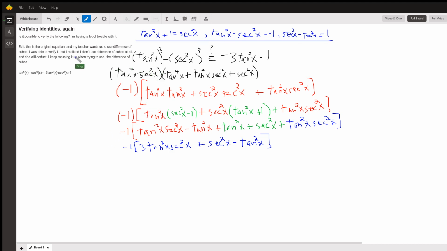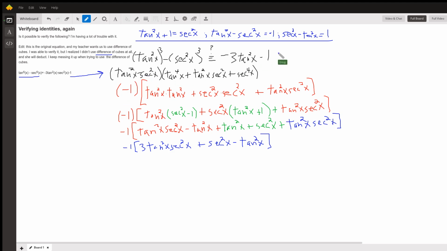I wrote the left side of this as a difference of cubes, and that was the direction to use a difference of cubes. So tangent to the sixth of x is the same as tangent squared cubed. Similarly for secant sixth of x, using the difference of cubes formula, it's tangent squared minus secant squared times the first term squared plus the product of the two binomial terms plus the second term squared. So this right here is the difference of cubes.